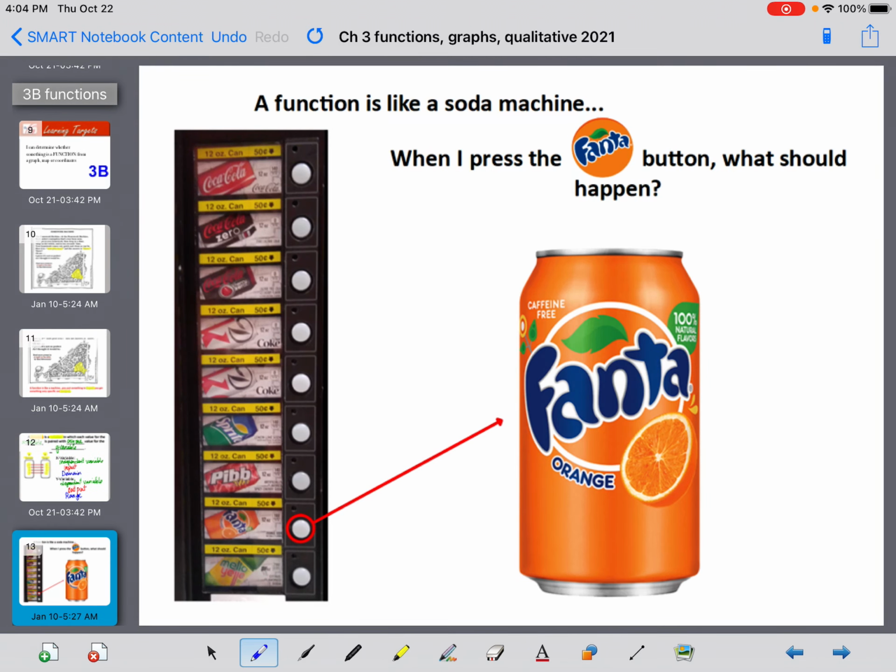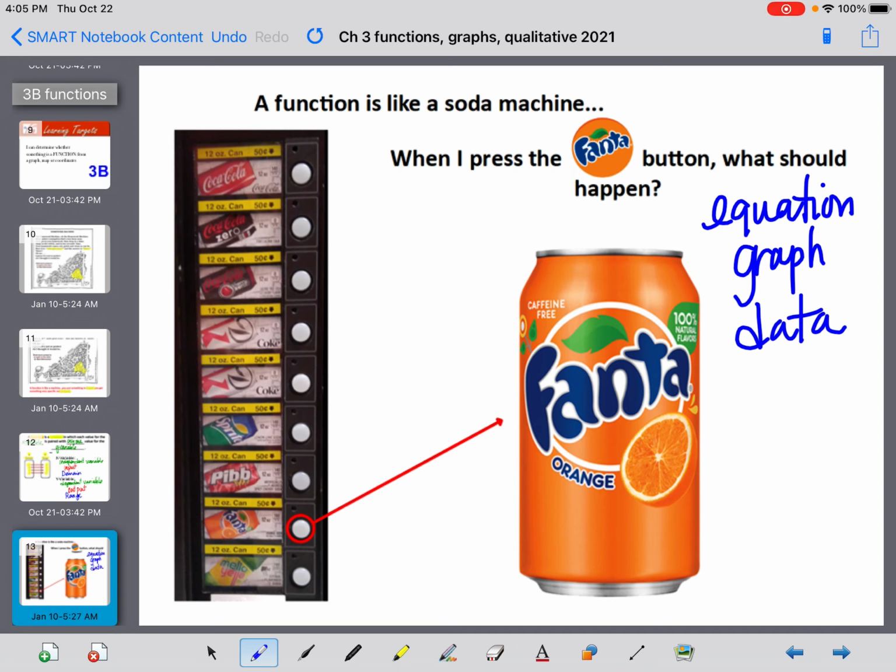Okay, so let's specifically talk about a function. A function is like a soda machine. In the real world, a function works the same way as a soda machine. A function is an equation or a graph or a set of data, and it can be any of these things. But it specifically has one x value, or input, that only gives me one y variable, or one output, every single time.